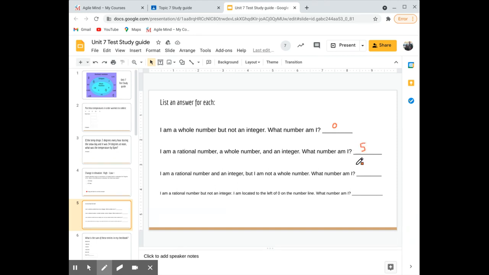Because we could do 5 over 1. 5 is a whole number. And 5 can be an integer because it has an opposite. And Chandler just told us in the chat it's -5.